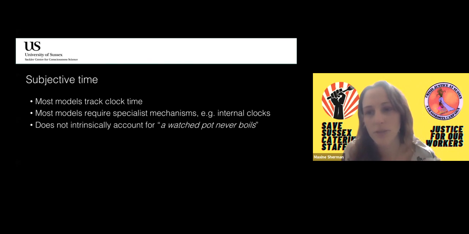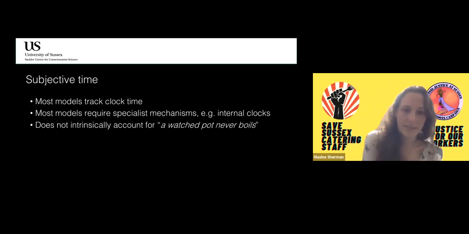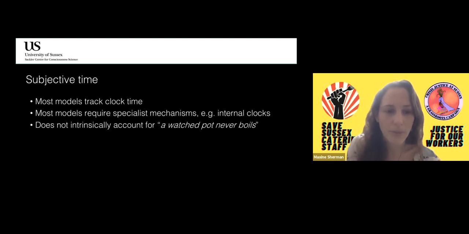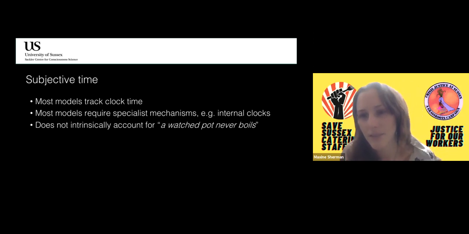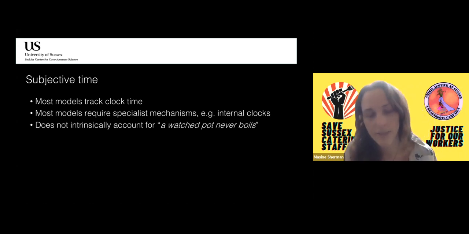So most models of time perception, their primary goal is to track clock time, so veridical time. And they tend to do this via specialist time mechanisms, such as internal clock models would use pacemakers, so mechanisms that literally count ticks. But the problem here is that they don't intrinsically account for context-based distortions of time. So for example, if we're really bored, time goes slowly. If we're having a good time, it tends to go fast.